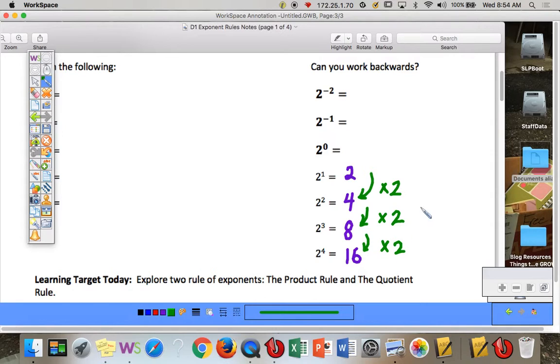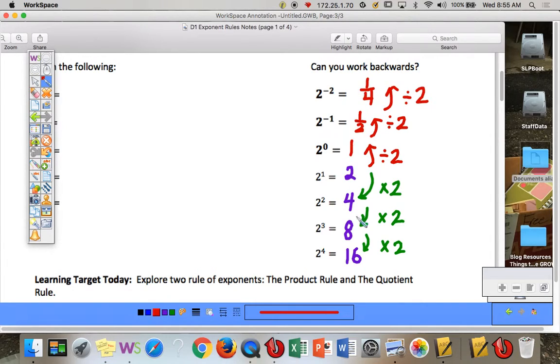So what if we worked backwards? What is 2 to the 0 power? Well, instead of multiplying by 2, let's say we go backwards. Let's divide by 2. 2 divided by 2 is 1. So 2 to the 0 power is 1. What's 2 to the negative 1? Again, let's work backwards. Let's divide by 2, and that's 1/2. What's 2 to the negative 2? Well, again, let's divide by 2, and that would be 1/4.